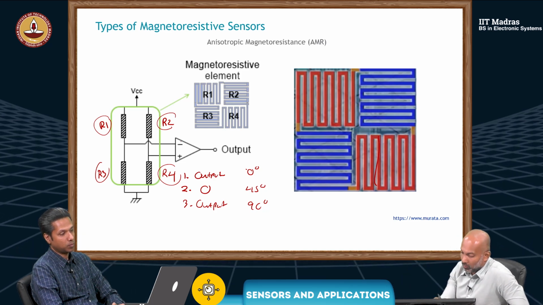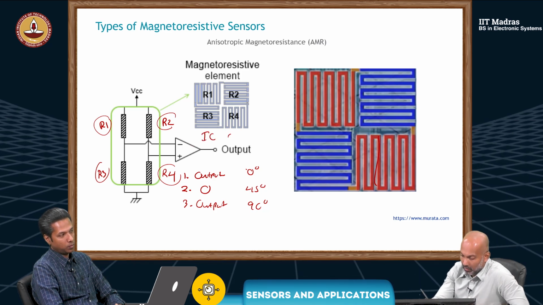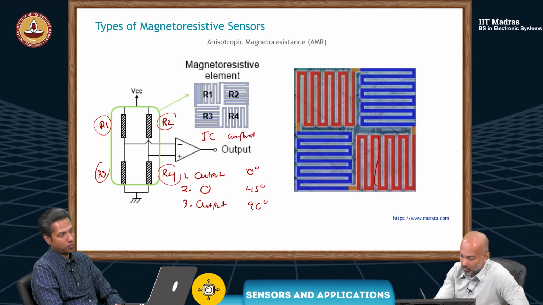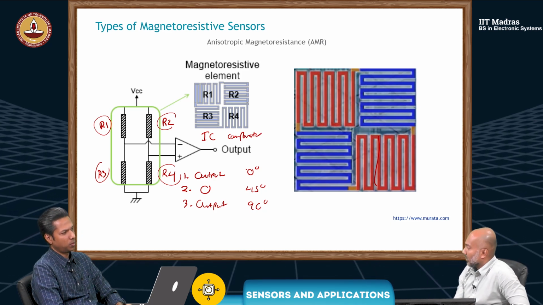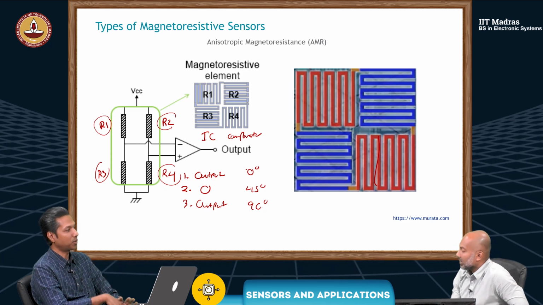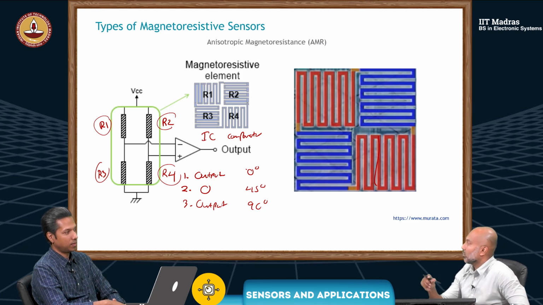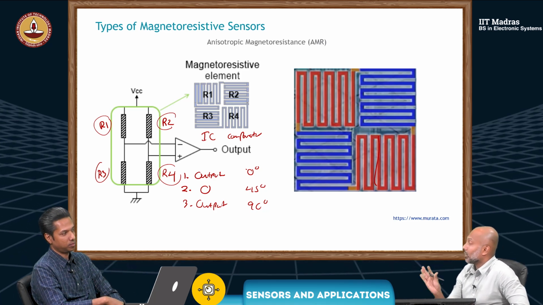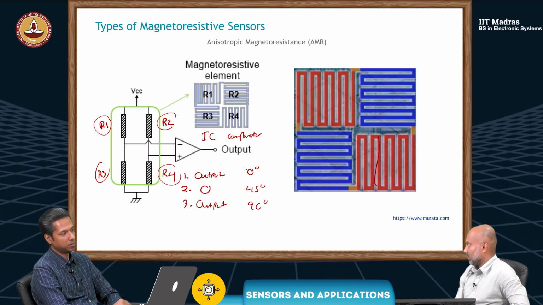Now, this is an op-amp, no? But what if you have something like a comparator? Then what is the output going to be like? It will be just high or low. So it will say above 45 degree or below 45 degree. So if you have something that you want switched on and off, according to the angle of the magnetization, it can be used. Yes.